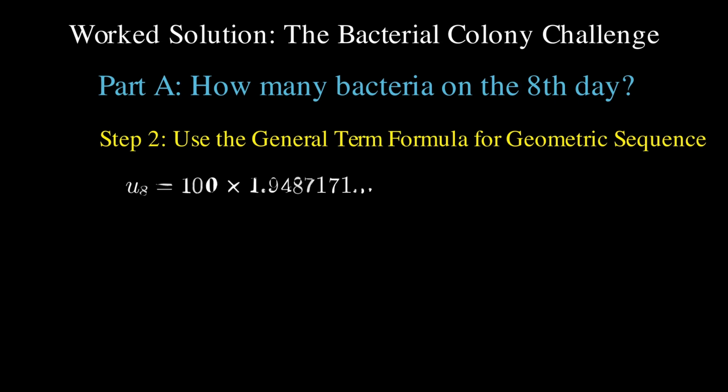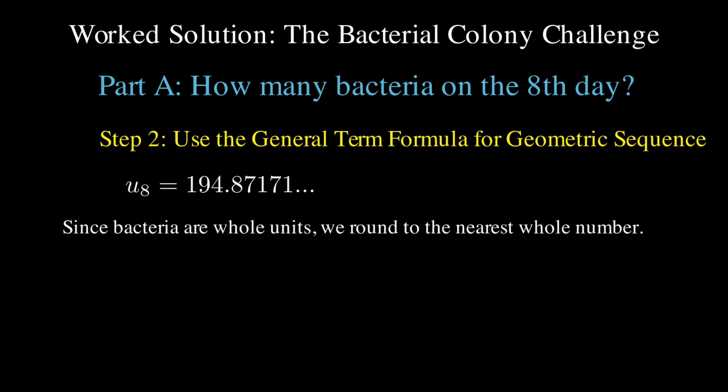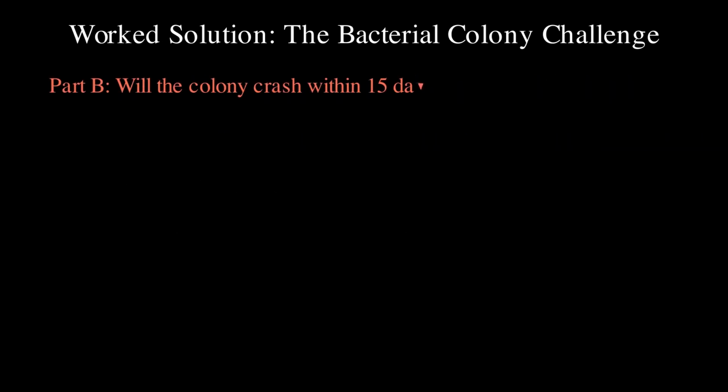Using our calculator, this will give us 194.87171. Since we can't have a fraction of a bacterium, we're going to round it to the nearest whole number. So on the 8th day, there will be approximately 195 bacteria. Now in part B, will the colony crash within the first 15 days? This question asks about the cumulative total of bacteria, meaning we need to find the sum of the series.